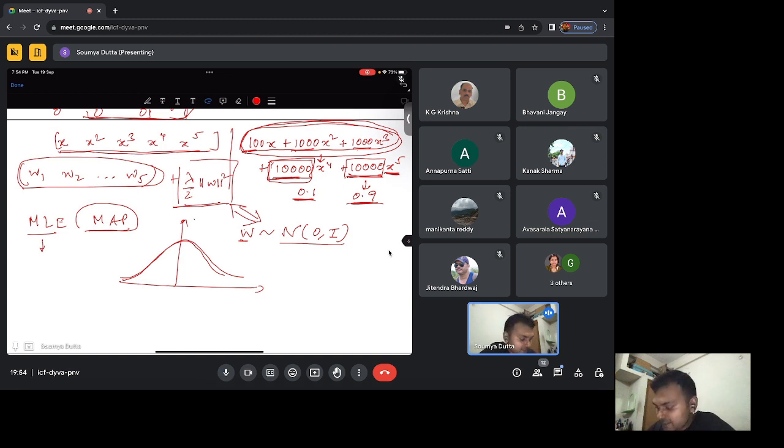I will not explain this, but just know that this is a fact. If I say that my W comes from a standard normal distribution, that means more or less it will lie between -1 and 1. That means my W cannot grow very high. If the total norm of W cannot grow very high, it cannot have very high degree polynomials either. That means I am restricting my hypothesis space by means of this regularization, and regularization in turn reduces overfitting, and therefore by restricting the hypothesis space I am trying to reduce overfitting.